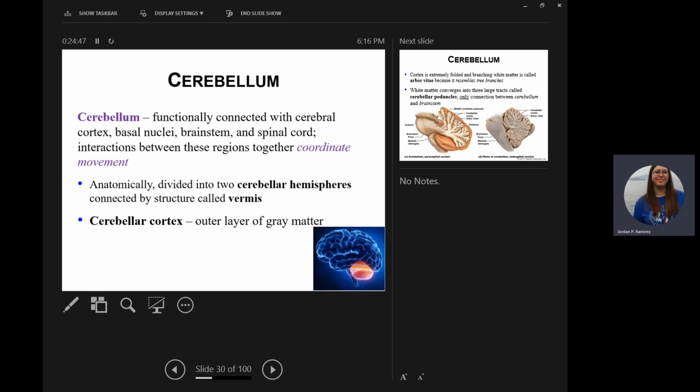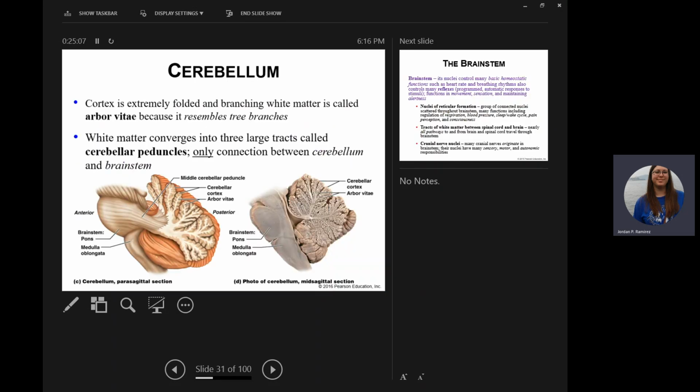Anatomically, it's divided into 2 cerebellar hemispheres, right and left, connected by a structure called the vermis. The cerebellar cortex is the outer layer of gray matter in the cerebellum, similar to the cerebral cortex. Very similar, but again, different.